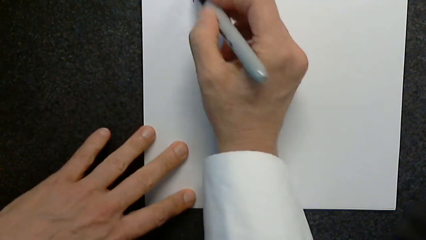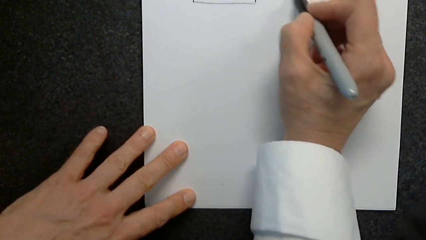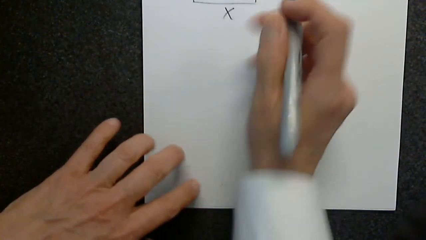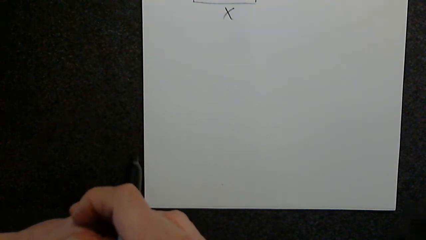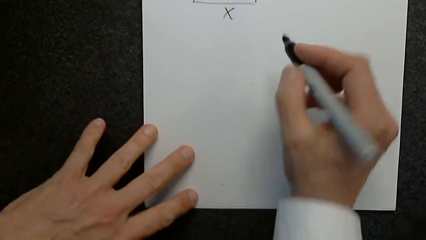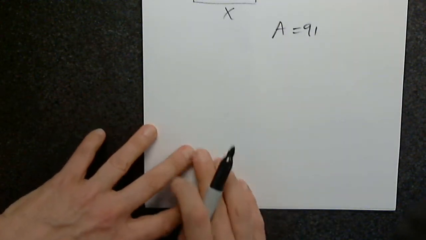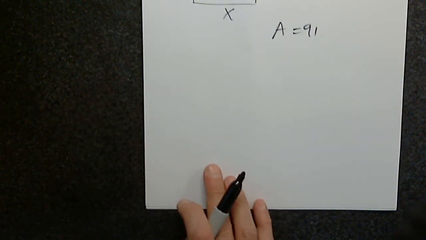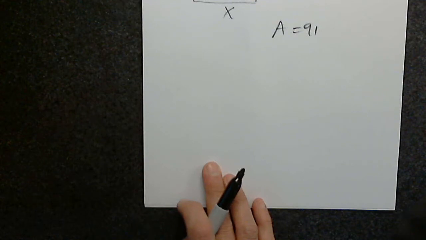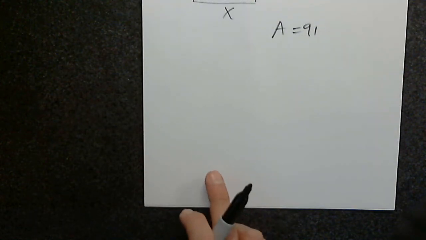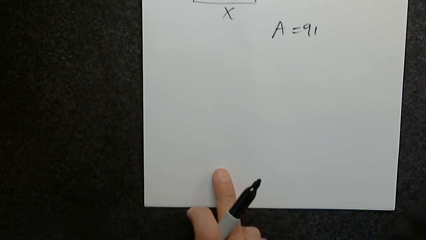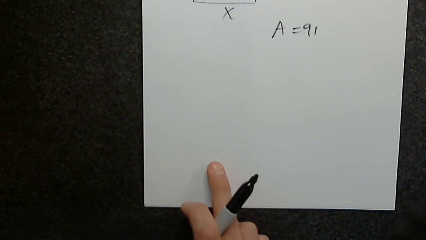The area is 91 square feet. So it's rectangular, 91 square feet, x and y. Its length is 6 feet longer than the width. So the area is 91, and it says that its length is 6 feet longer than the width. How do I express that in the form of an equation? Its length is 6 feet longer than the width.